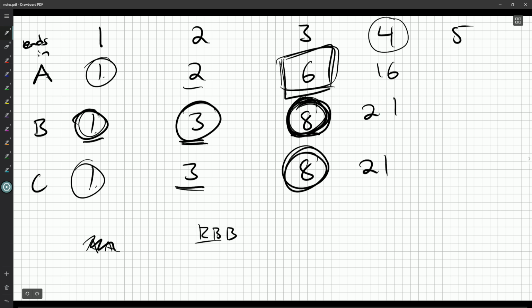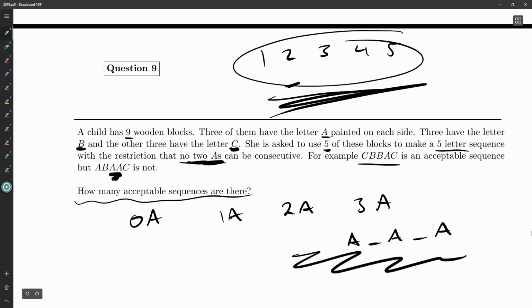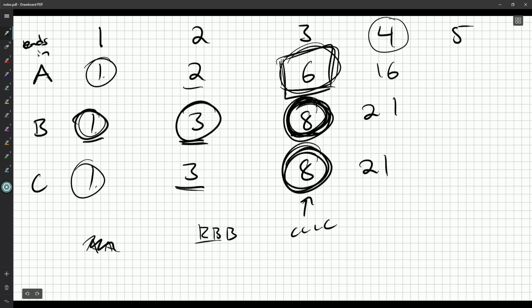Same with C. There's 22 sequences here, but one of them is CCC, and you can't add a C to that because the girl, I don't think she has a name, the girl only has 3 blocks with the letter C. So this is starting to become a bit of a challenge.